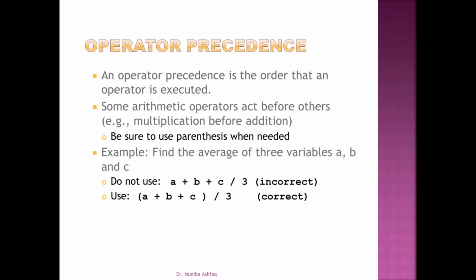An example is that we find the average of three variables, A, B, and C. So what is an average? It is the sum of all the items divided by the total number of items. So if you write A plus B plus C divided by 3, you will get an incorrect result. Instead, you have to put this addition within parentheses and then divide by 3 to get the correct result.